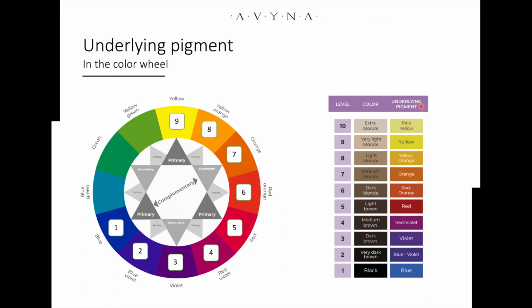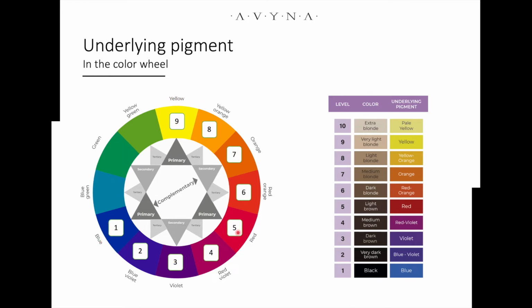Here you can see in the color wheel the underlying pigment. So it's starting with cool tones to warm tones. Here you have it in the level system. 1 is blue, 2 is blue violet, and here you get to red, red orange, orange, yellow orange, and here you have 9, but you have 9 on 10, 10 being a pale yellow.